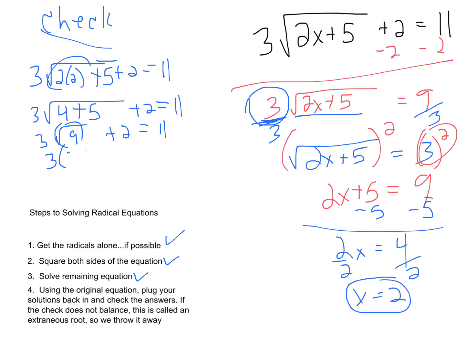So that turns to times 3. 3 times 3 is 9. Therefore 11 equals 11. So you're good.